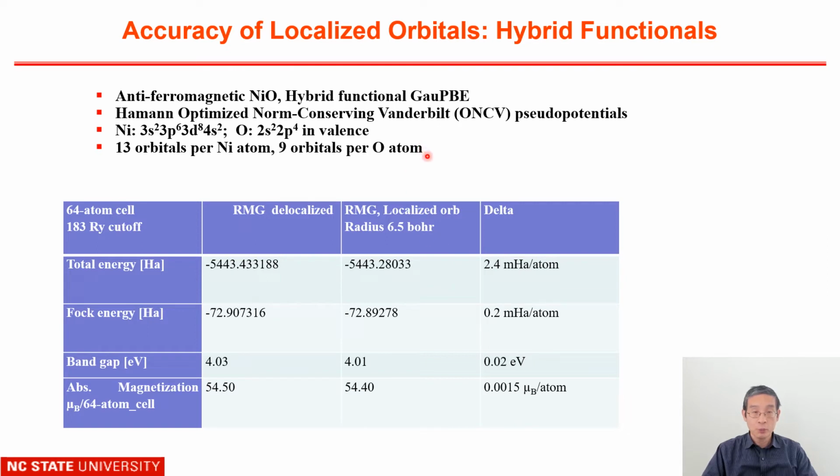In fact, we can also control the accuracy by increasing the number of orbitals. For example, for nickel you can use more, and for oxygen for sure you can use more. Another way is to increase the radius of these orbitals. For example, here we only use 6.5. You can use a bigger one to get more accurate results.